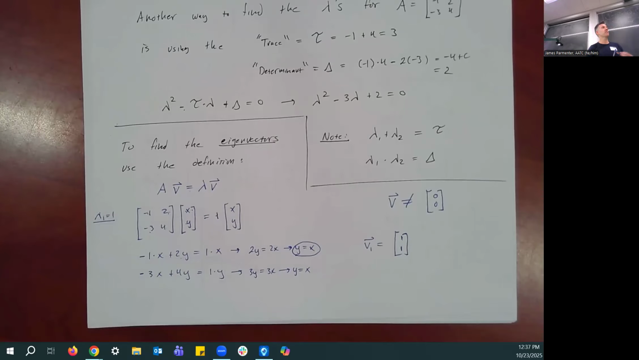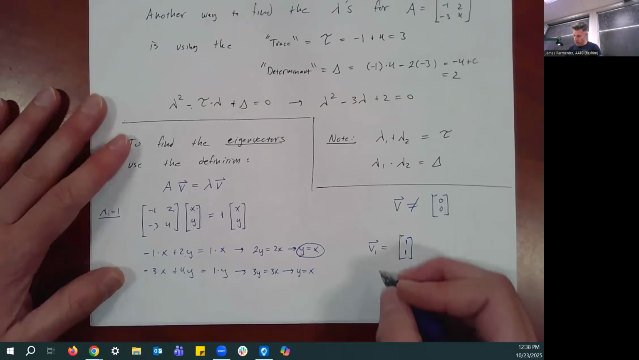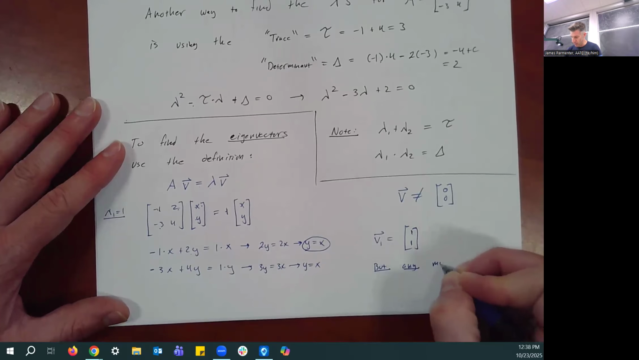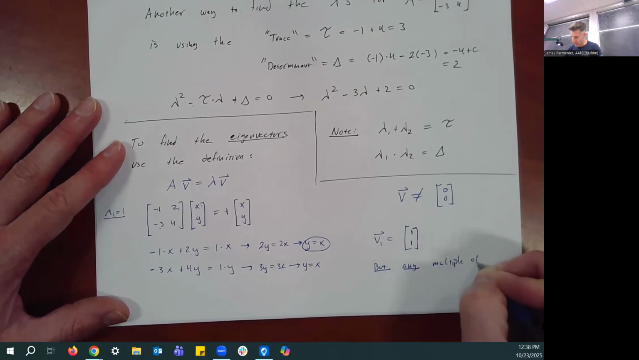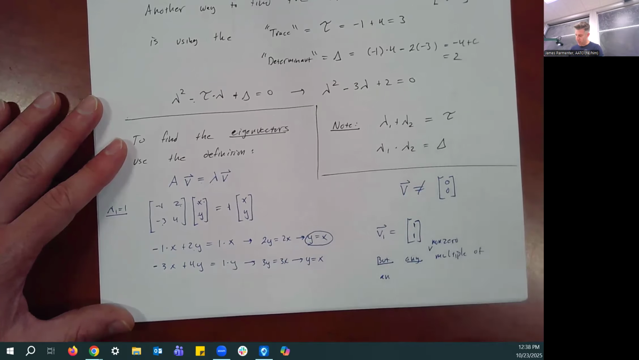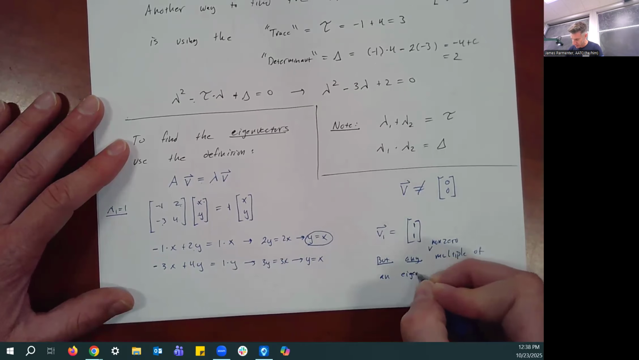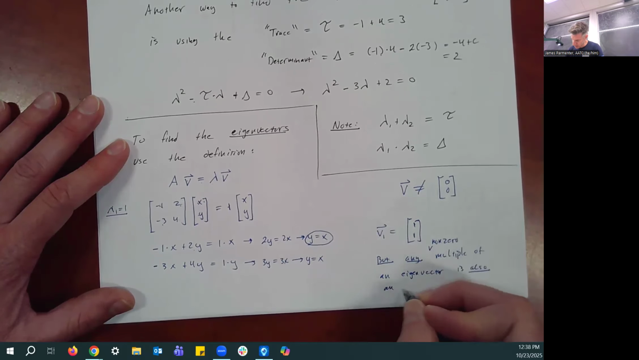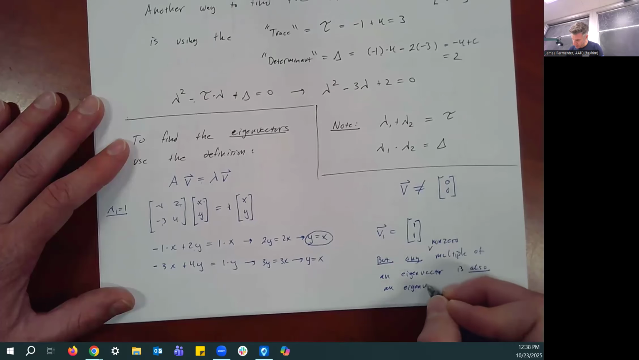We try to make standard choices by picking the values of x and y that are the smallest possible integers, but sometimes people make different choices, and that's okay. You'll still both be correct. So this is what we're going to pick here, but just be aware, any non-zero multiple of an eigenvector is also an eigenvector for that same eigenvalue.